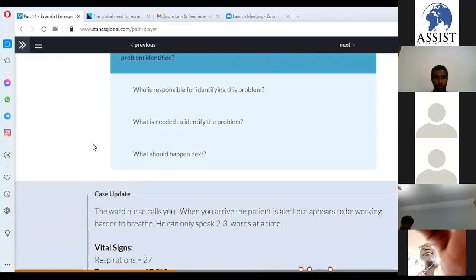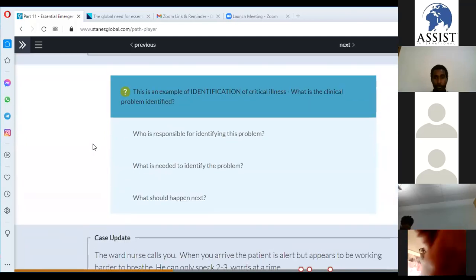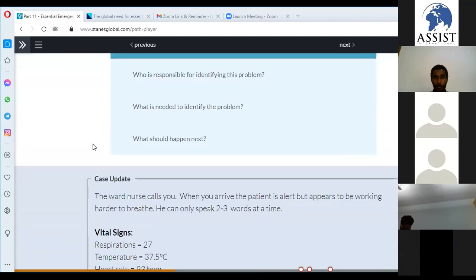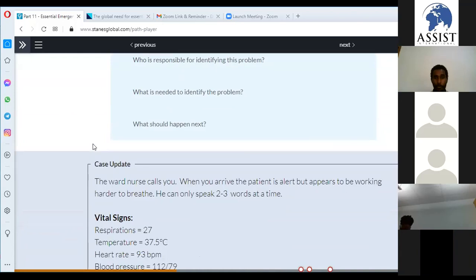So we need to do what? We need to escalate our oxygen care from intranasal into either face mask oxygen, or if needed, intubation and mechanical ventilation may be considered as appropriate. So this is what identifying a critically ill patient looks like.